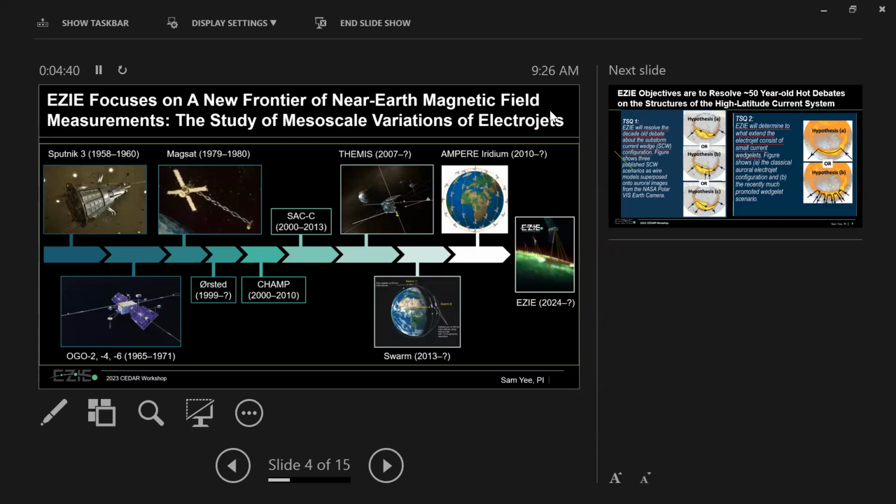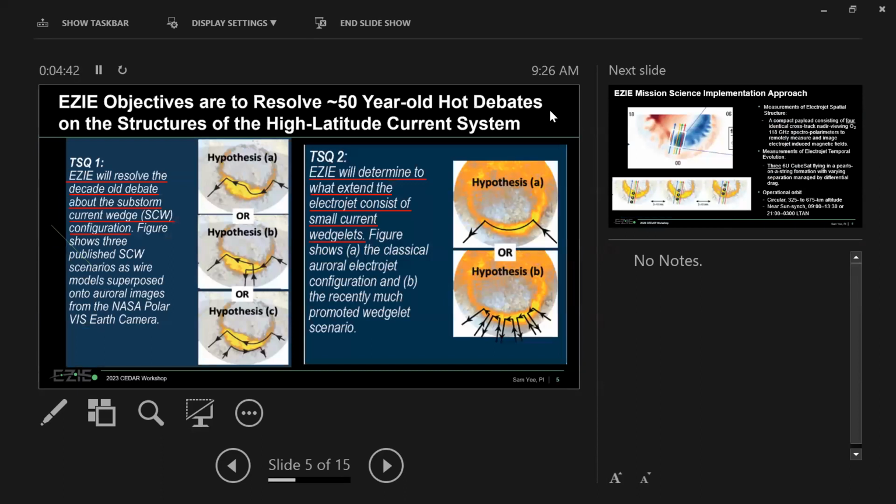So we focus on a new frontier of this kind of measurement, the study of smaller scale variations of the electrojet. Because of the ability, which I'm going to talk about a little more, to measure smaller scales, we're going to focus on two main objectives. Of course, there are a lot of other measurements we can also obtain and study.